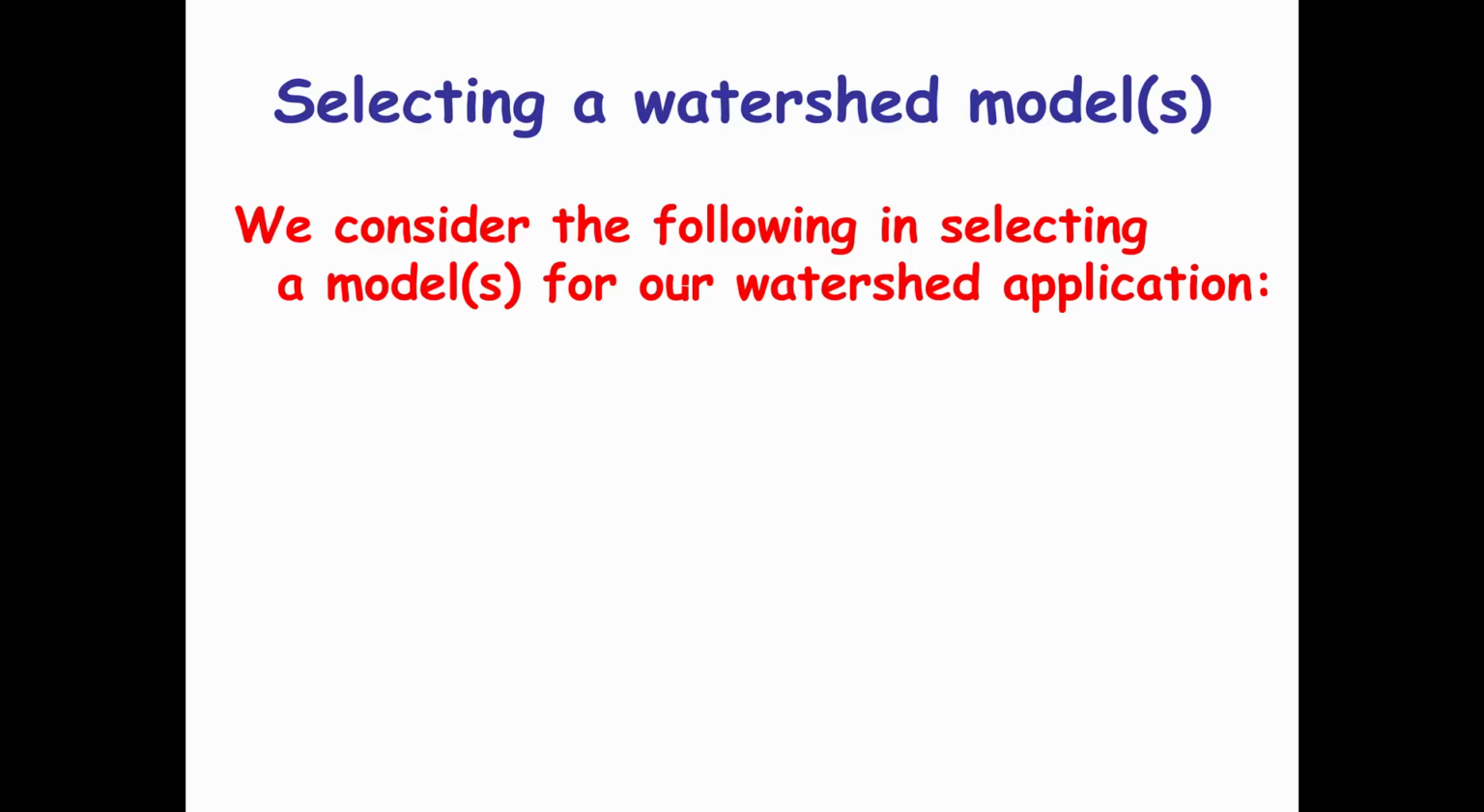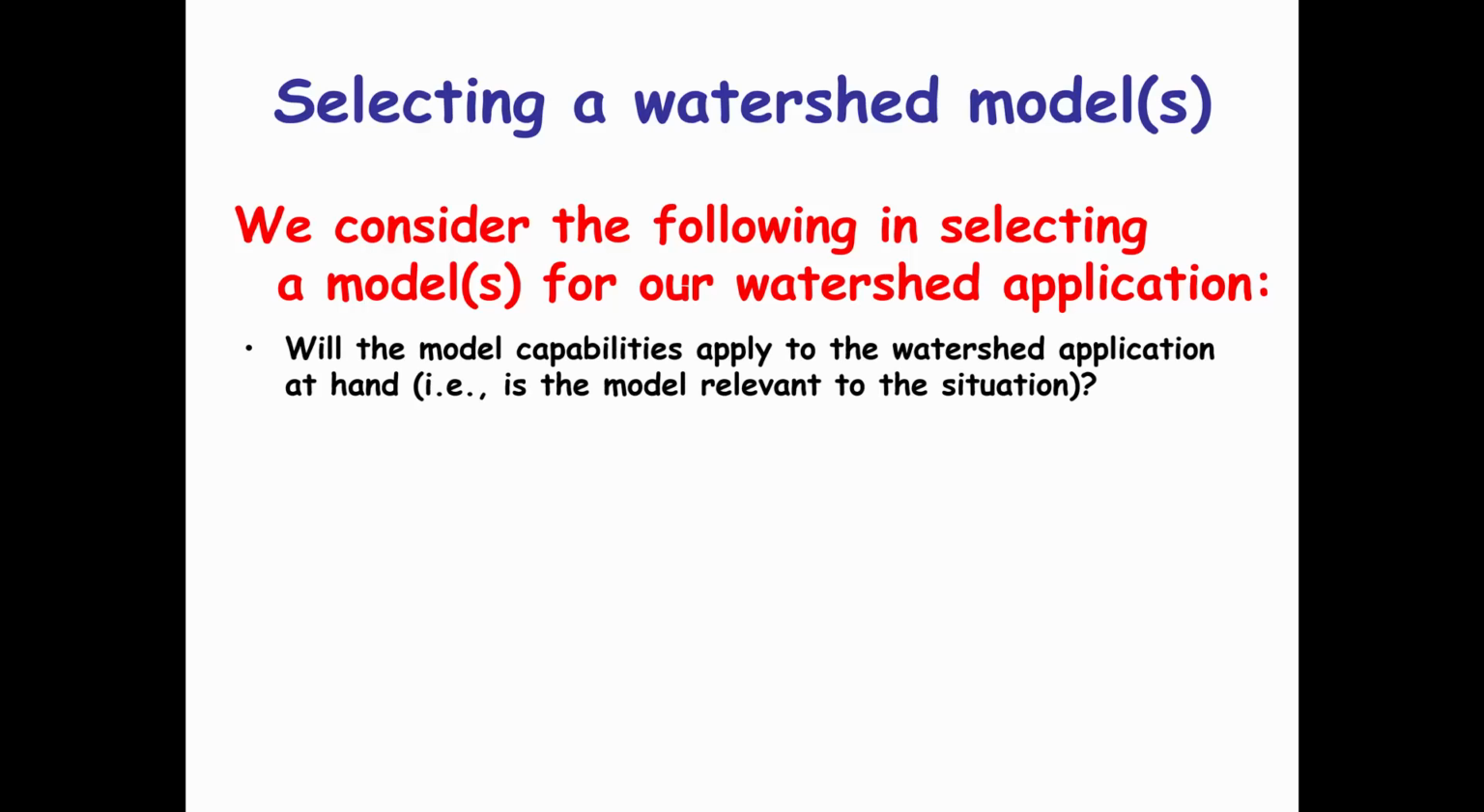So how do we go about selecting a model for our particular use? I've listed here some criteria that we might consider in making that selection. First we want to know whether a particular model will provide the information that is needed for your particular application at hand. So if what you want to know is just the average runoff out of a watershed or the total load coming out of a watershed, it may not be necessary to use a distributed parameter model. You may be able to get the information from a lump parameter model.